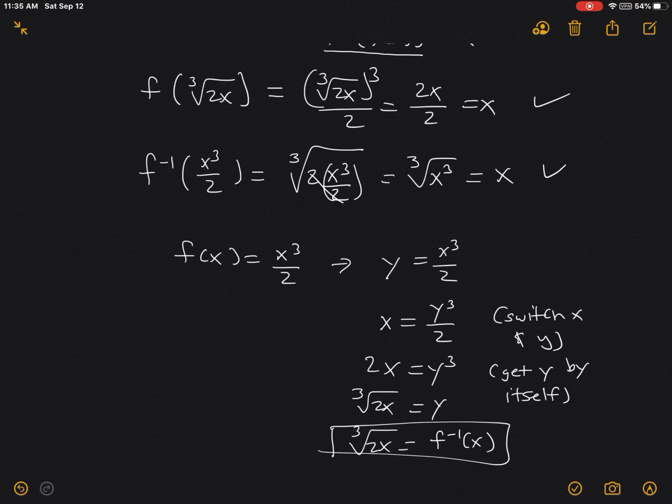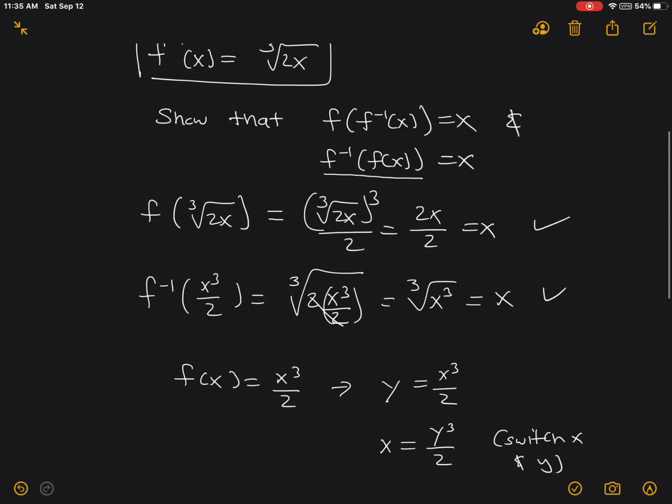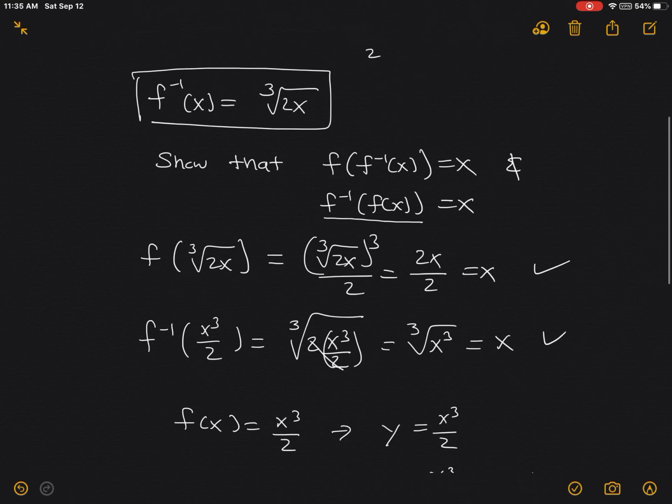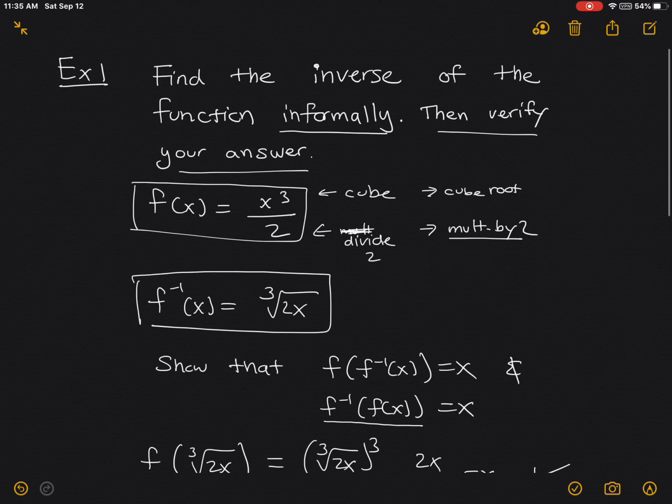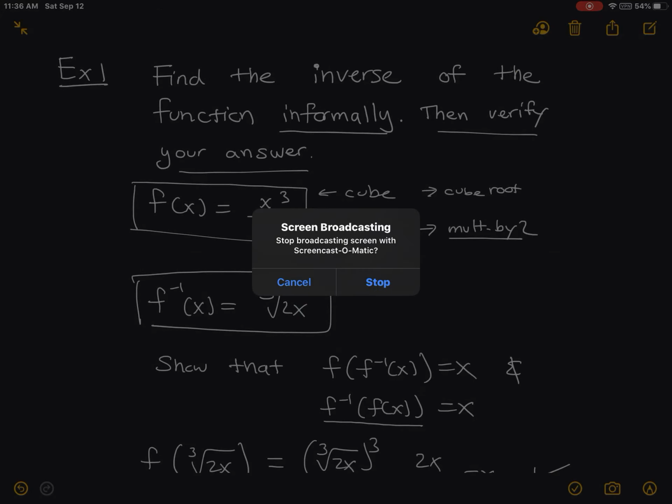Okay, so this is how you solve for the inverse algebraically. This is how you verify that these two functions are inverses. And then back to the original problem, this is how you find the inverse informally. Okay, so there's 3 different concepts I explained in this one problem. If you need to pause or go back and review, of course, that's the benefit of having a video.